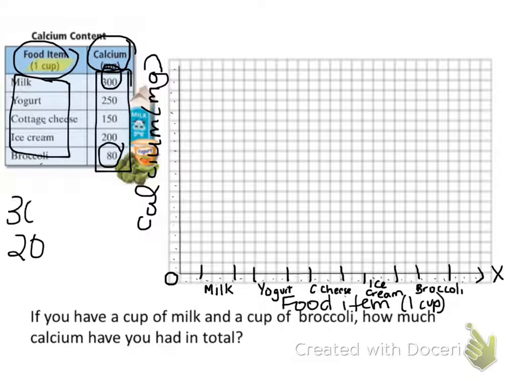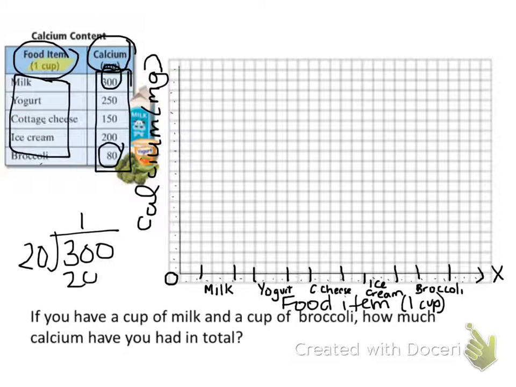What we can do is divide 300 by 20 to see how wide we should make each square, or how much we should increase each square by. So 300 divided by 20, it goes in once. 1 times 20 is 20. Subtracting, we get 10. Then we know 20 goes into 100 5 times. So it's telling me that each little box should go up by 15.